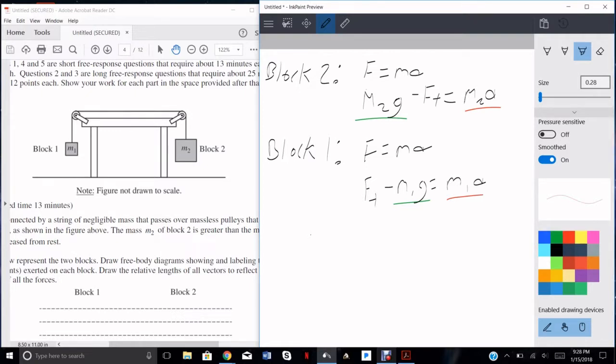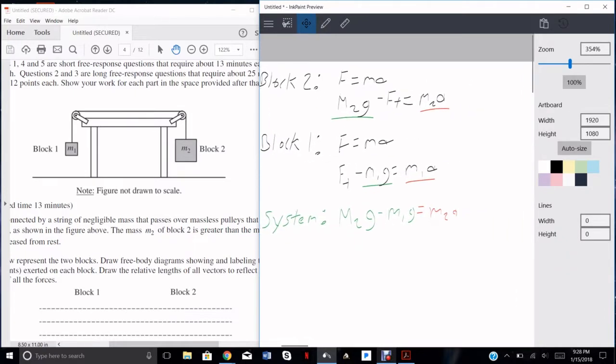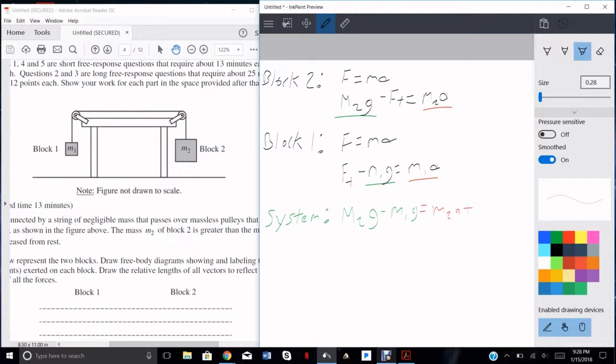For the system, to solve for the acceleration of block 2, we get mass 2 times gravity minus mass 1 times gravity equals mass 2 times acceleration due to gravity plus mass 1 times acceleration due to gravity.